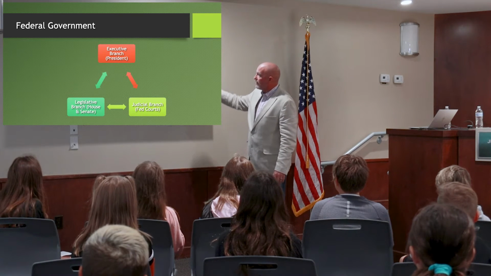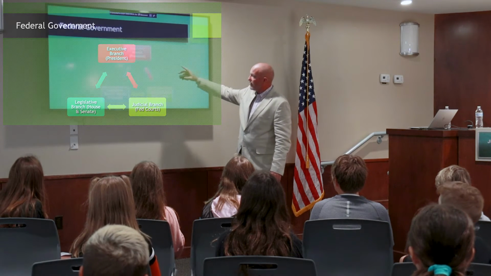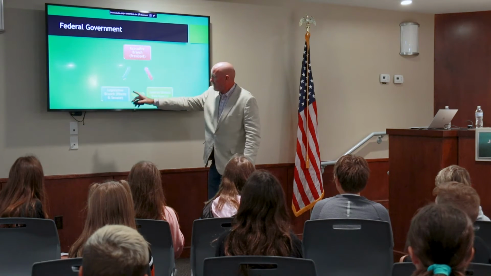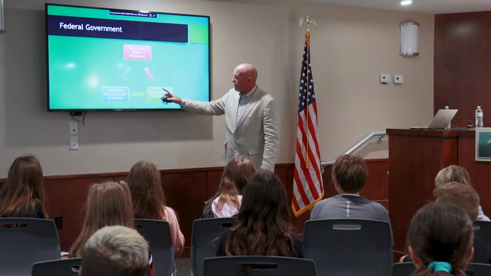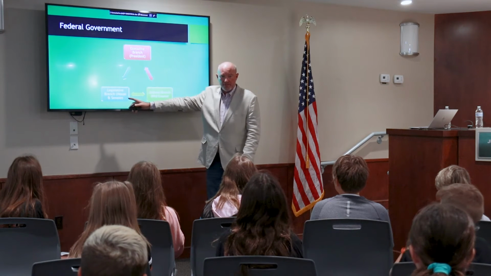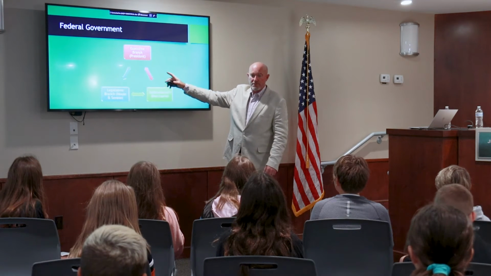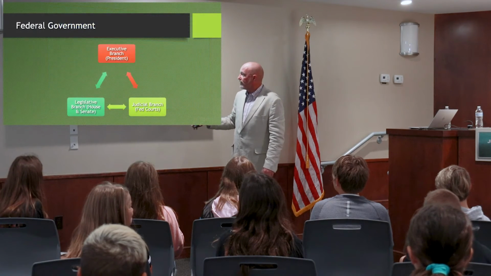So, in the state government, the important thing here is elected by the people, appointed by the executive branch, and confirmed by the legislative branch. So that's how the checks and balances come into play for the judicial branch at the federal level.